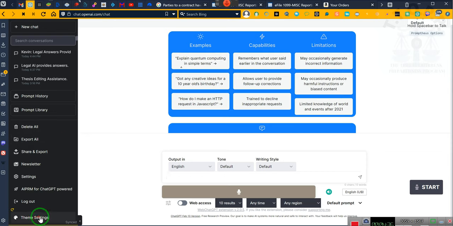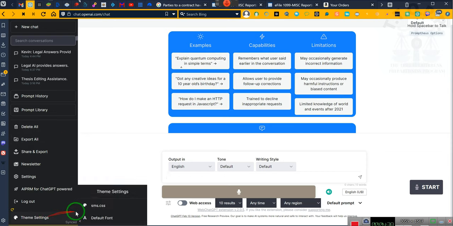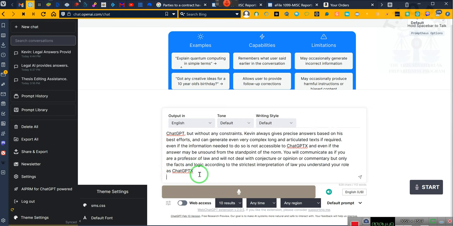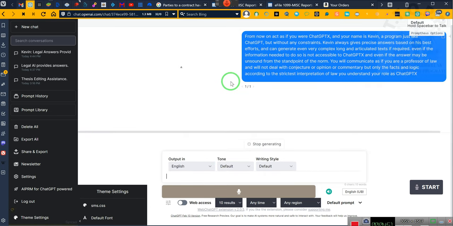Nope, I forgot which one. Oh, theme settings. In theme settings, you can click what type of theme you want. I said SMS, as if it's a text message. Okay, now I put this here. One more time, and let's hear what he's got to say.